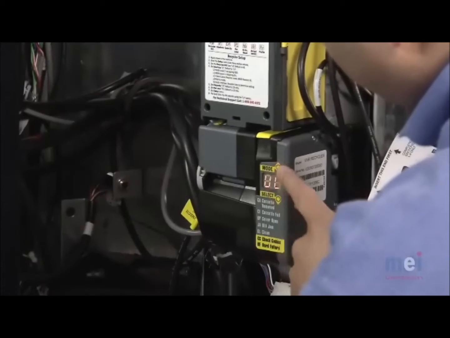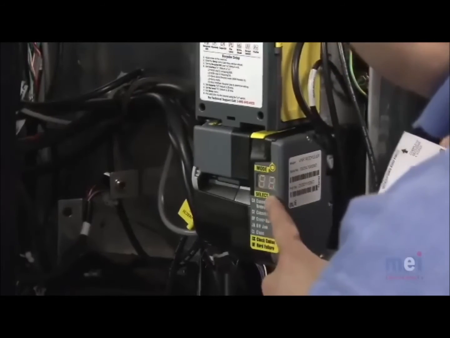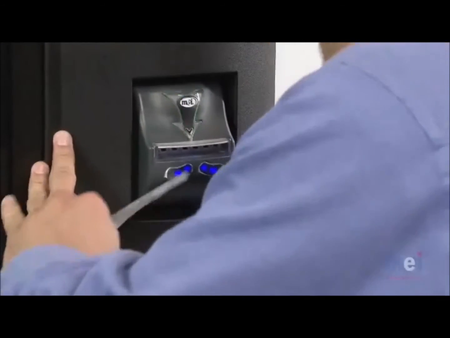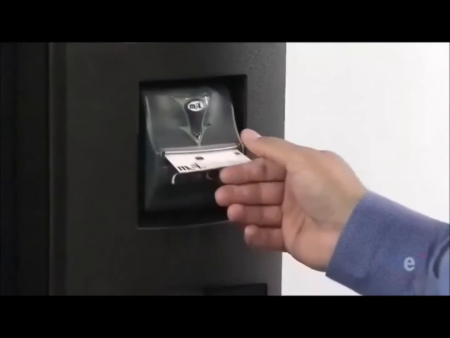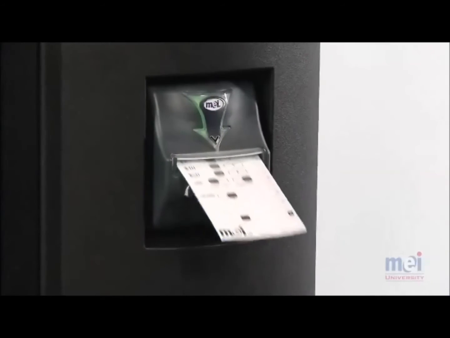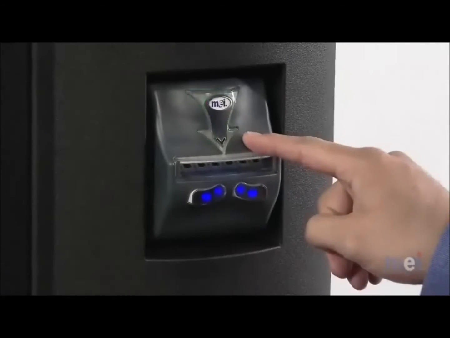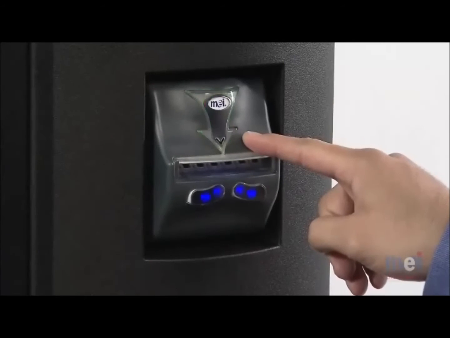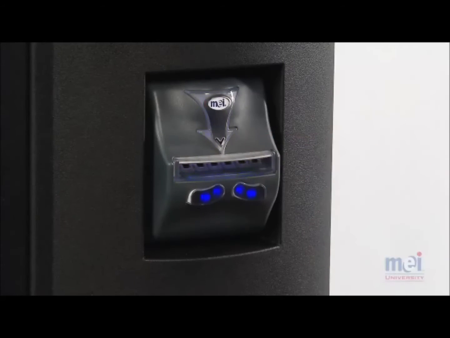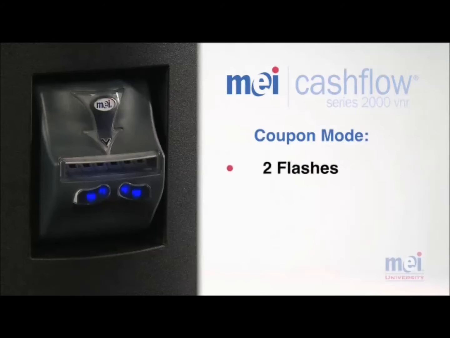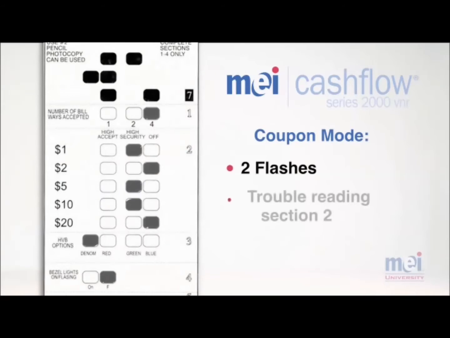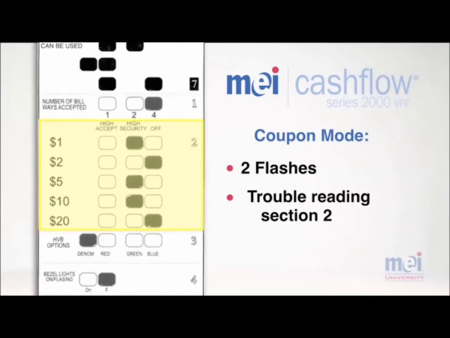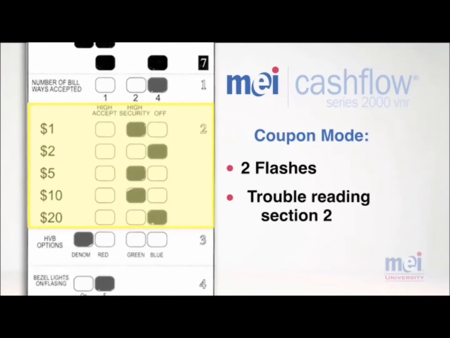Once you have entered the coupon mode, insert the configuration coupon. It will be rejected. As you remove the coupon, the bezel lights will flash. Count the flashes. If you count 10 flashes, the configuration has completed successfully. If there are any less flashes, the flash count indicates which section of the coupon the bill validator is having trouble reading. For example, if there were 2 flashes after inserting and removing the configuration coupon, then the unit is having trouble reading Section 2. Please review the coupon and verify the section is filled out correctly.